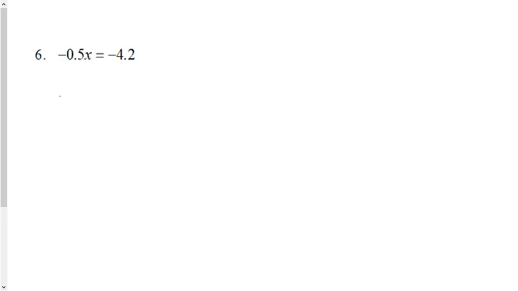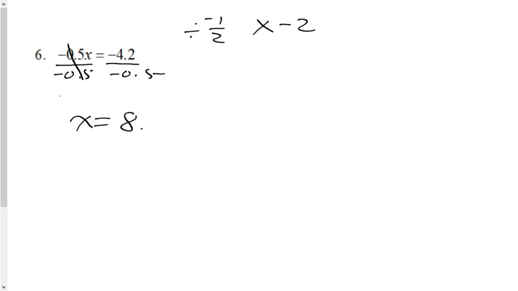Question 6, simple question with a decimal coefficient, dividing both sides by the coefficient. Now don't grab a calculator right away, because again, we're dividing by a half here, or in this case, a negative half. And dividing by a negative half is the same thing as multiplying by its reciprocal. So if you think about it, negative 4.2 divided by a half is going to be doubling that 4.2. So the answer is going to be x equals a positive 8.4, right? A negative divided by a negative. So question 6, the answer is x equals positive 8.4.